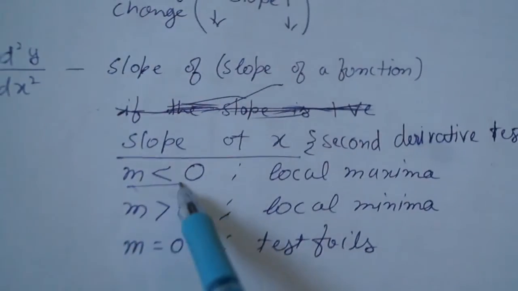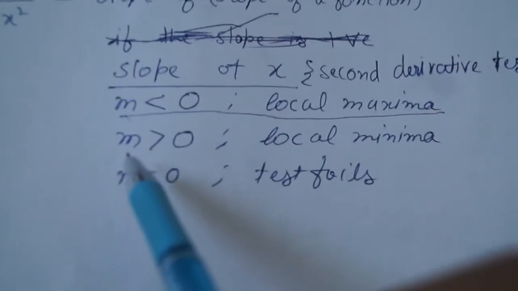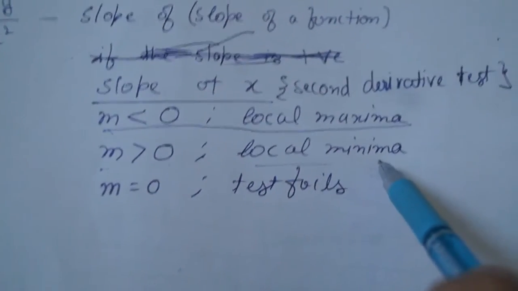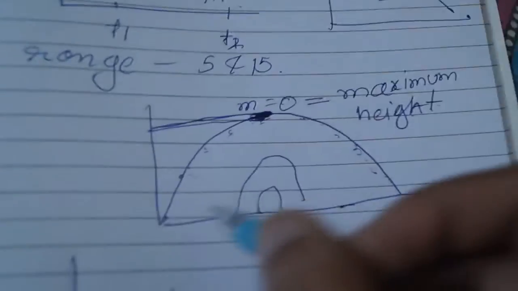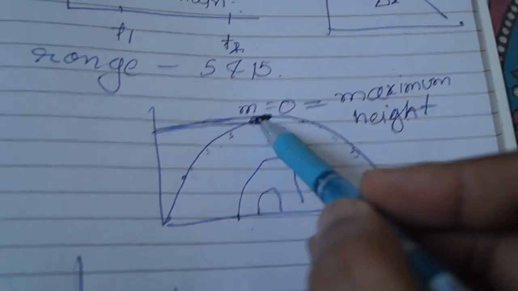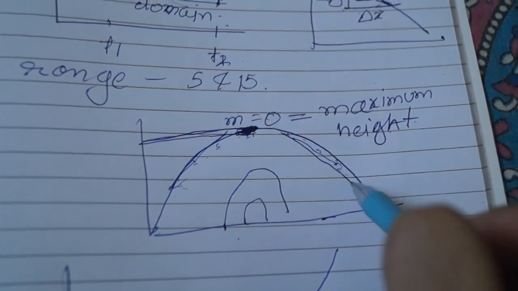If the second derivative is less than 0, it's a local maxima. If it is greater than 0, it's a local minima. And there is also the concept of positive slope and negative slope. For this point, this is a positive slope and this is a negative slope.